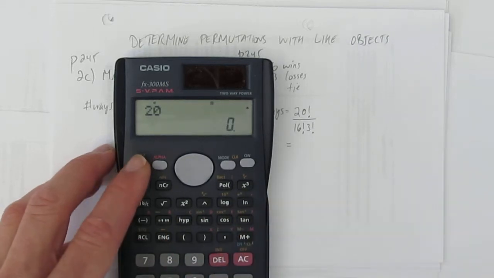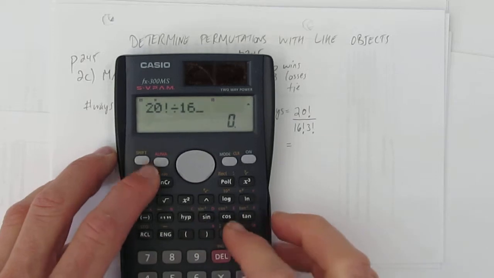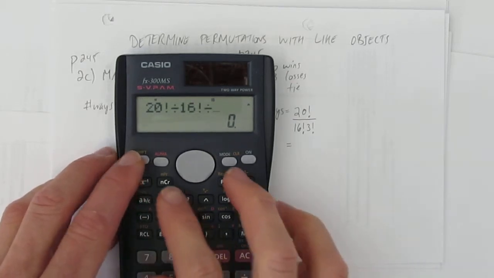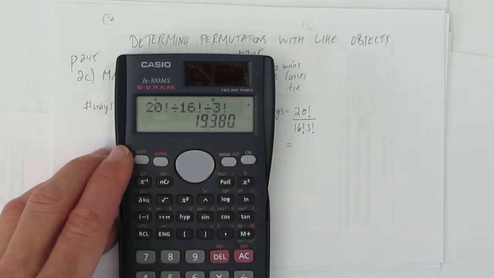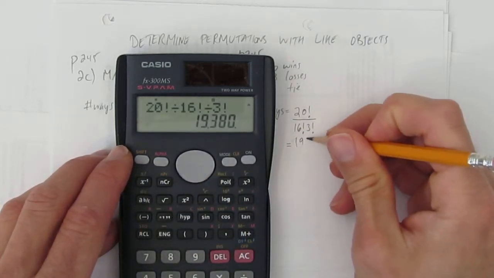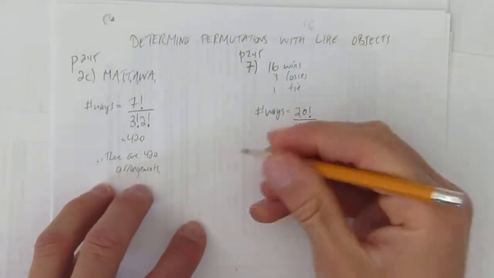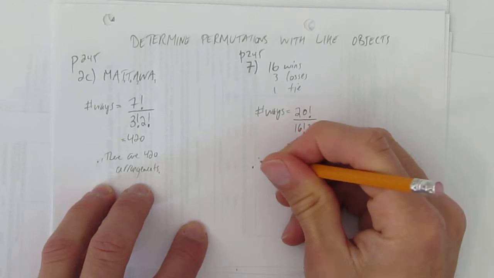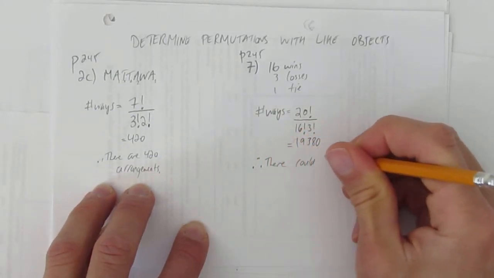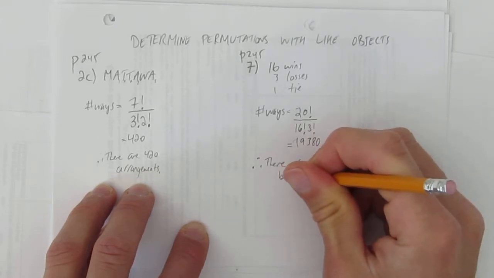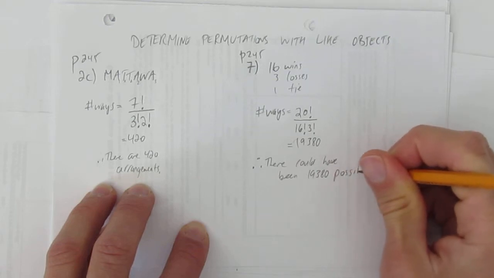20 factorial divided by 16 factorial divided by 3 factorial equals, and we get 19,380. Therefore, the question asked, how many orders could there have been? There could have been 19,380 possible orders.